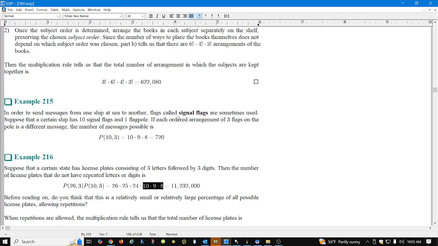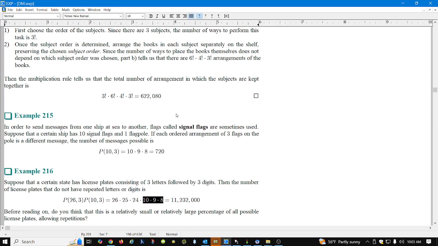Now, before reading on, I'll cheat here. Do you think that this is a relatively small or relatively large percentage of all the possible license plates where you can allow repetitions? These are the ones with no repetitions. Is that 10%, 20%, 30%, 80%, 90% of all license plates?